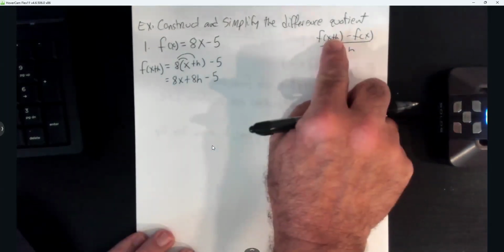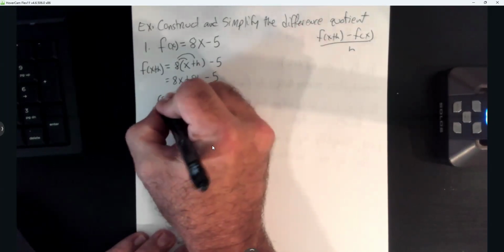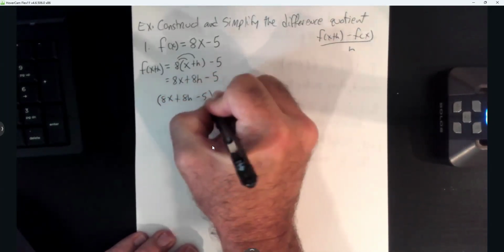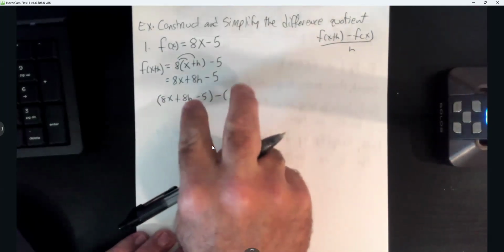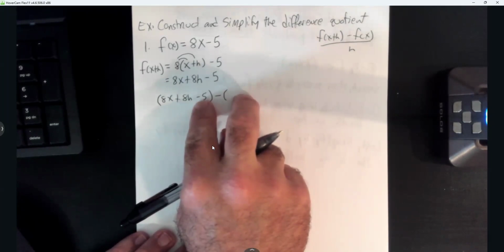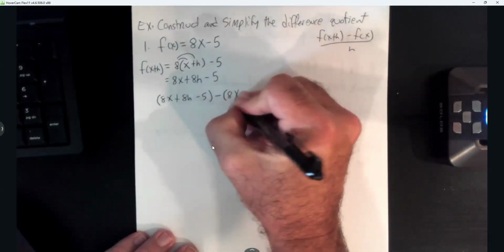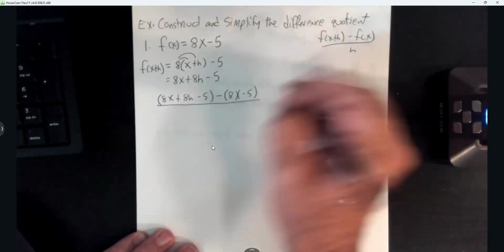All right, so now let's plug everything into the formula. F of x plus h is 8x plus 8h minus 5. We're subtracting f of x. Now, I start out by putting these in parentheses, okay? So you're going to be subtracting the 8x minus 5. That's all over h.